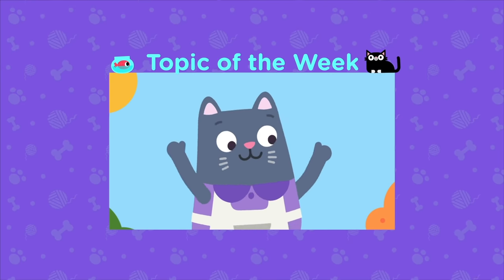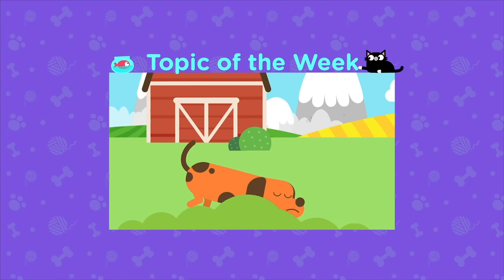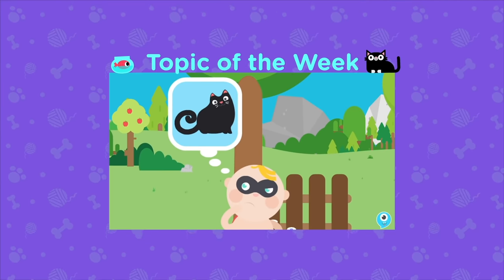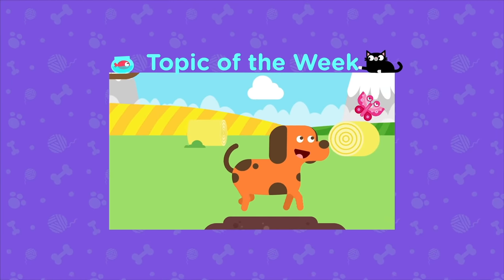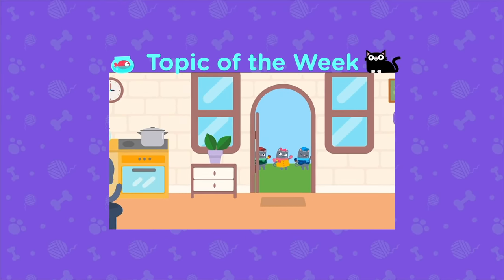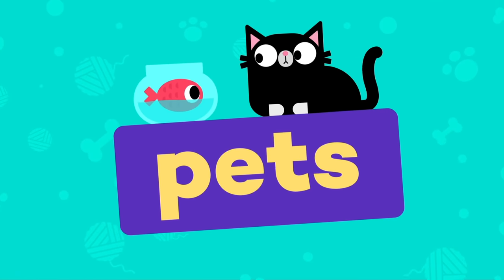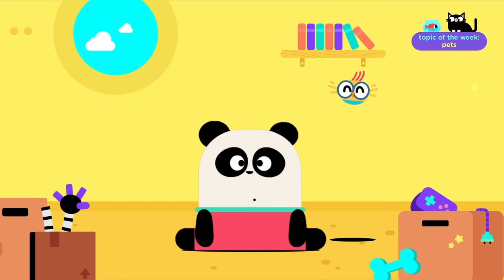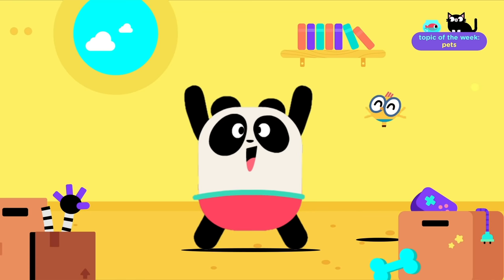Here are some clues. They can say woof woof and meow. They can be fluffy and they're part of the family. Can you guess what it is? Pets! Let's play learn about pets with Billy and Elliot through songs, games, and vocabulary practice.